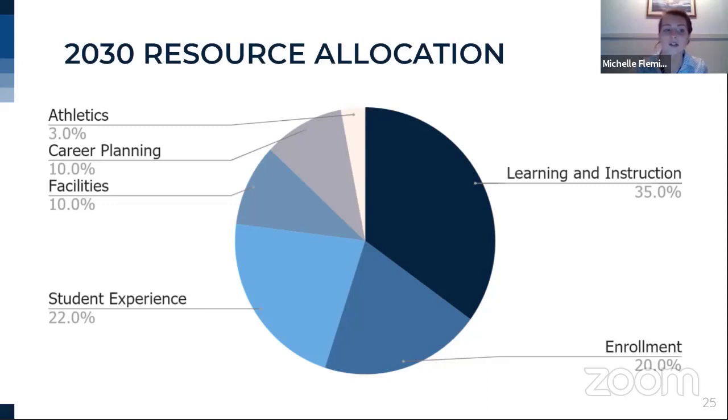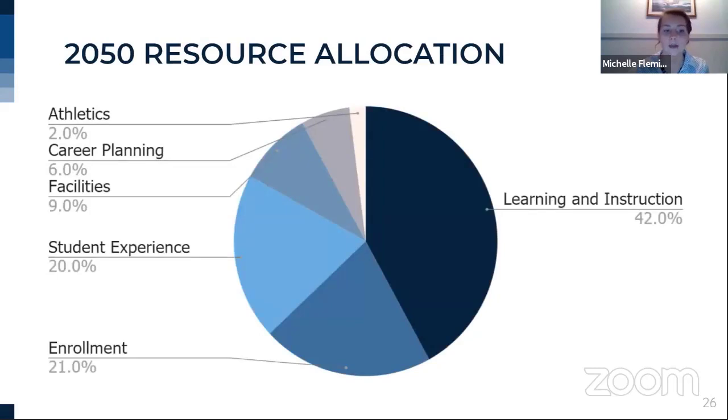This pie chart represents the results from the 2030 resource allocation. Learning and instruction, student experience, and enrollment represented the top 3 categories for the year 2030. This pie chart shows the resource allocations for the year 2050 from WPI experts. Learning and instruction, enrollment, and student experience also represented the top 3 categories of 2050.